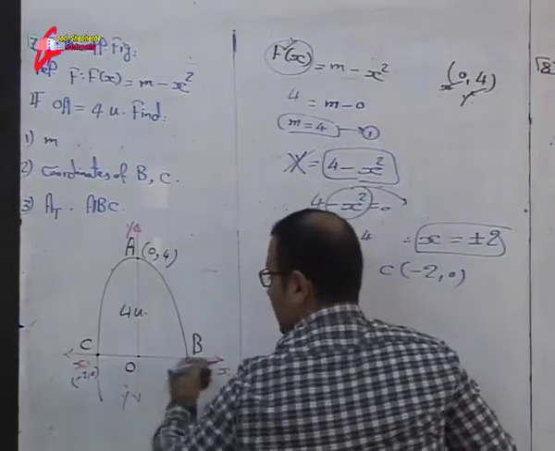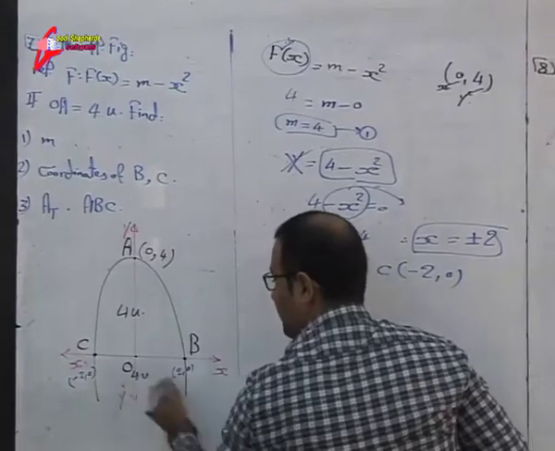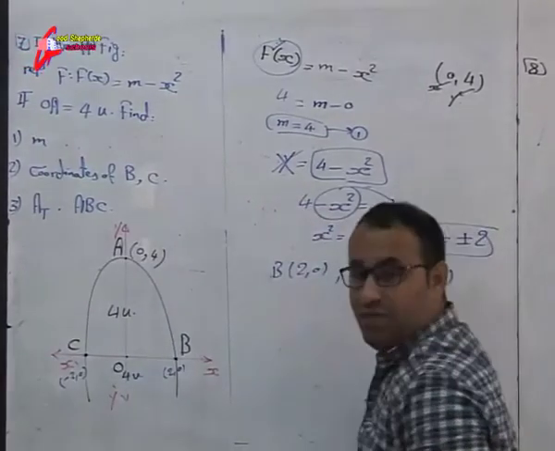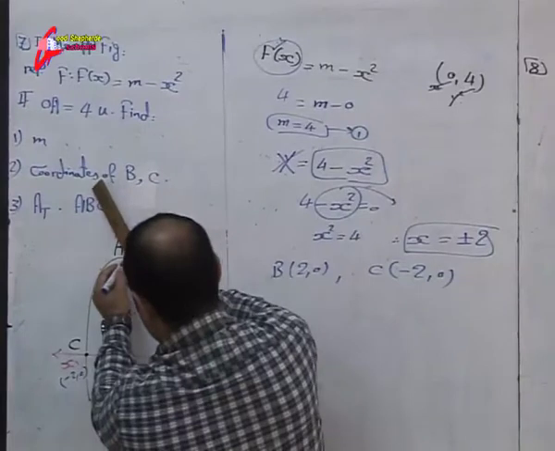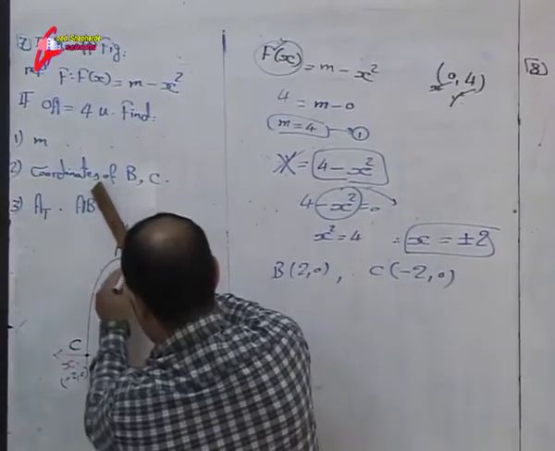This length will be 4 units. Imagine that you have a triangle passing through the 3 points.